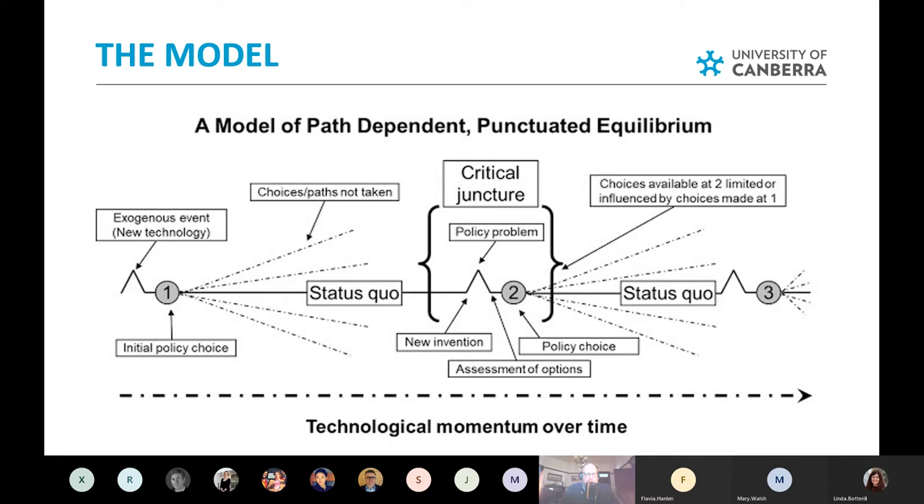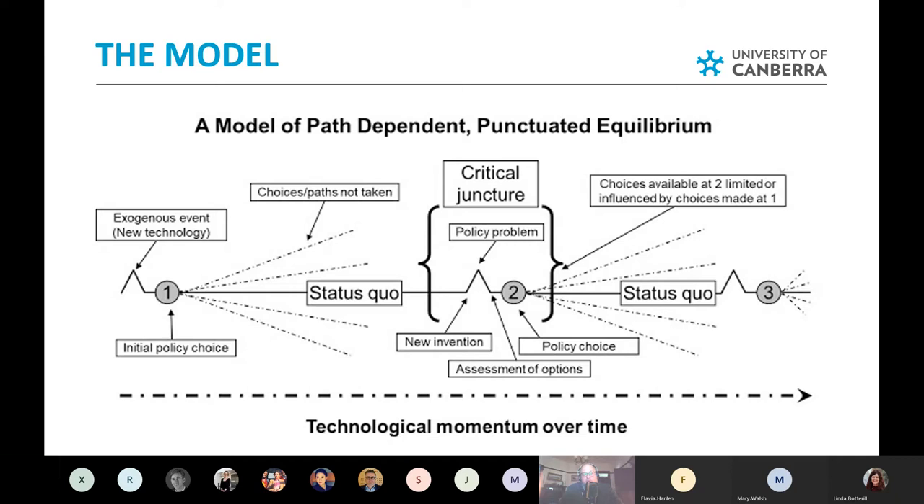But if you think of it in simple terms, what I mean by a new invention, if anyone remembers the WAP phones that came out in the early 2000s, I had one, cost about $800, and WAP never worked and it disappeared. WAP did not create a policy problem. WAP phones didn't create a policy problem. It didn't require policy choices and so forth.